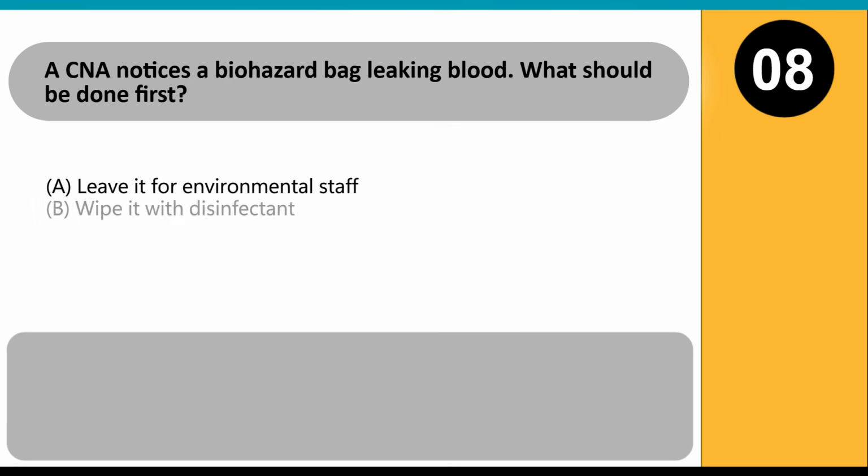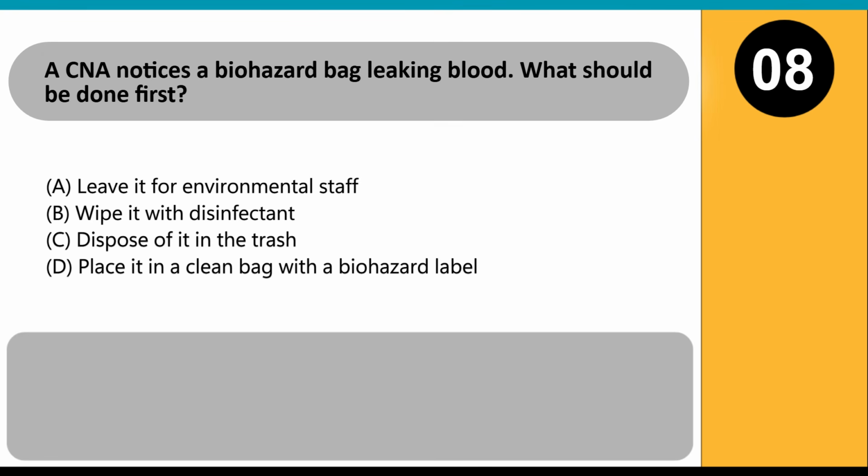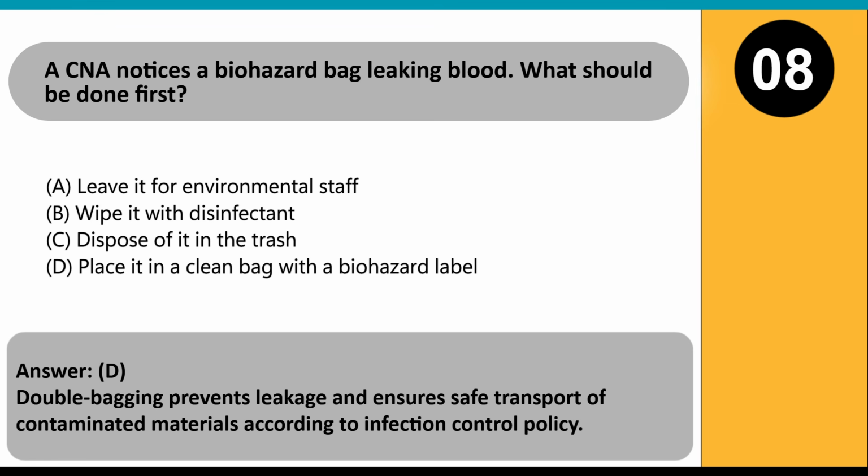A CNA notices a biohazard bag leaking blood. What should be done first? A. Leave it for environmental staff. B. Wipe it with disinfectant. C. Dispose of it in the trash. D. Place it in a clean bag with a biohazard label. Answer: D. Double bagging prevents leakage and ensures safe transport of contaminated materials according to infection control policy.